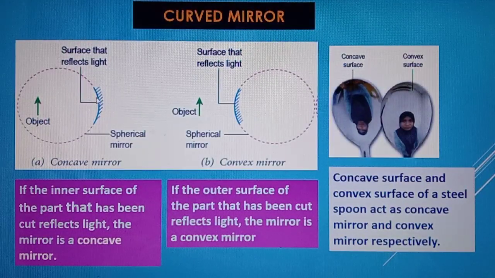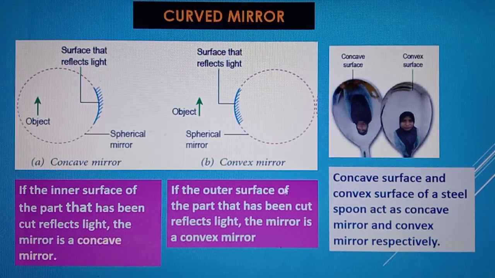Look at the diagram here. This is a spherical mirror. And you look at this one is the inner surface of the spherical mirror. If the inner surface of the part that has been cut reflects light, the mirror is a concave mirror. So you can see this diagram A. This is the object. Light from the object hits the inner side and reflects. So this shape we call concave mirror.